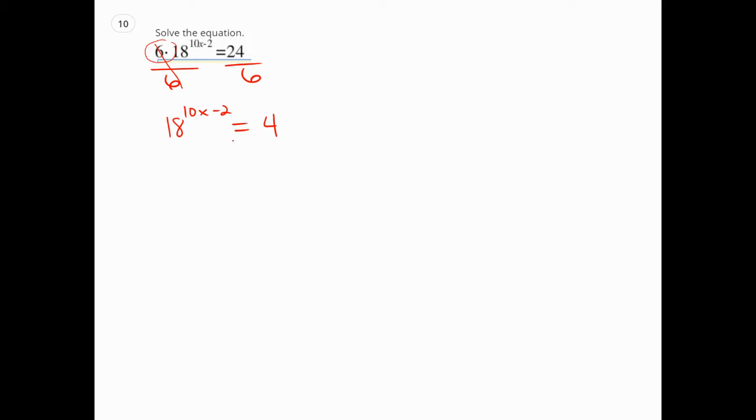I could log both sides, or I could rewrite it as a log equation. Actually, I'm going to show you both versions. On this first one, I'm going to rewrite it as a log equation. So I'm going to take my base, always begin with the base, and say log base 18. Then I do the swirly. So log base 18 of 4 equals 10x minus 2.